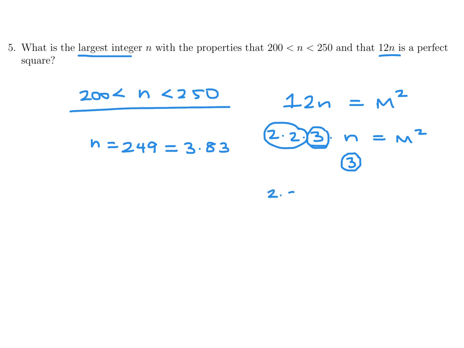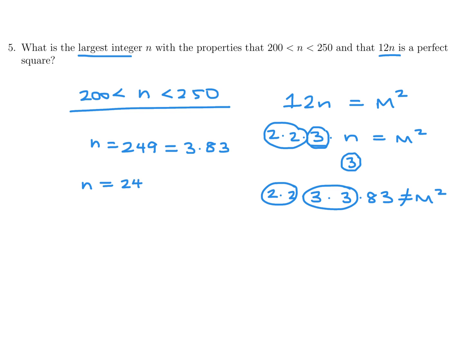So this would be 2 times 2 times 3, and then n would be 3 times 83. Is this a perfect square? This is, but 83 is not. I think 83 is a prime number. Yeah. Okay, so that fails. No problem. Let's keep going.